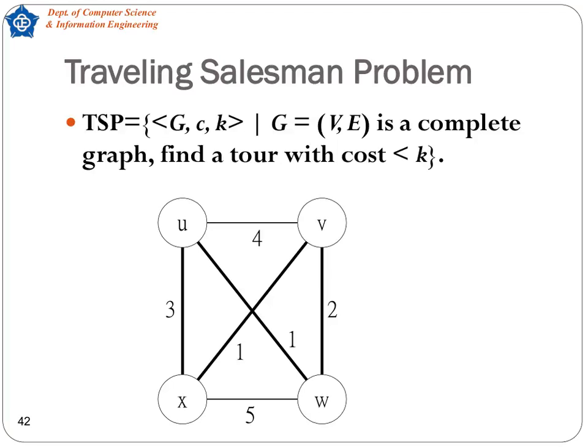Every pair of cities is connected by an edge with these weights. UV costs 4, UX costs 3, VW costs 2, XW costs 5. The diagonals UW and VX each cost 1. Our goal is to find a Hamiltonian cycle, that is, a route touching each city exactly once and looping back to the start, such that the sum of these edge weights remains below the threshold K.